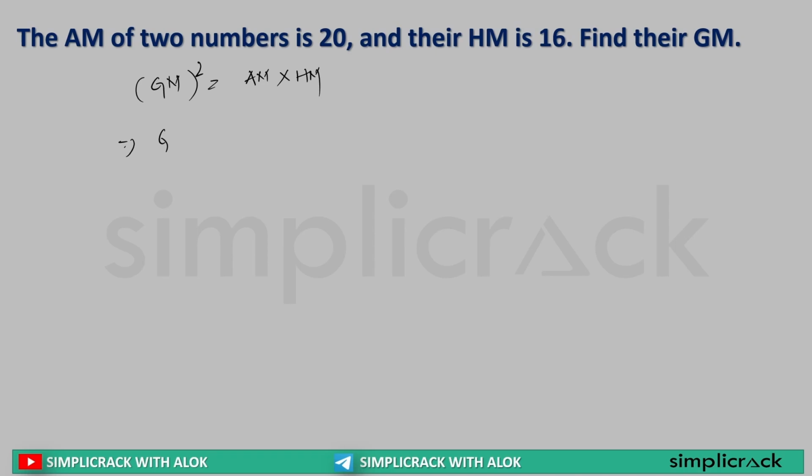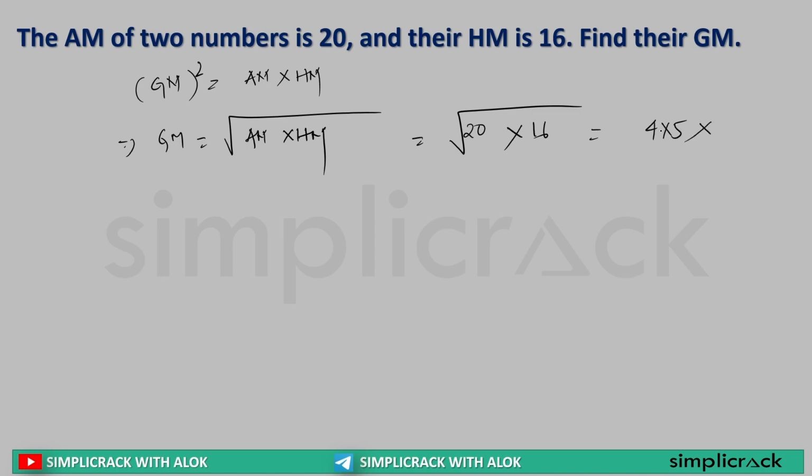So if I say geometric mean is calculated, that means the square root of arithmetic mean into harmonic mean. Yes or no? Yes, sir. Here arithmetic mean has been given 20 and harmonic mean is given 16, and I have to find the square root of their product. Yes or no? Yes. Sir, 20 can be written as 4 into 5, and 16 is there. So the square root of this is what? The square root of 4 is 2. The square root of 5 will be as it is. The square root of 16 is equal to 4.